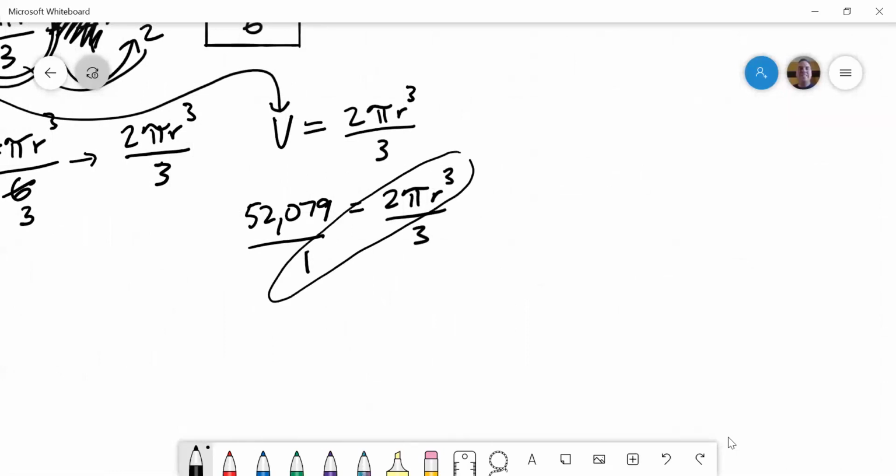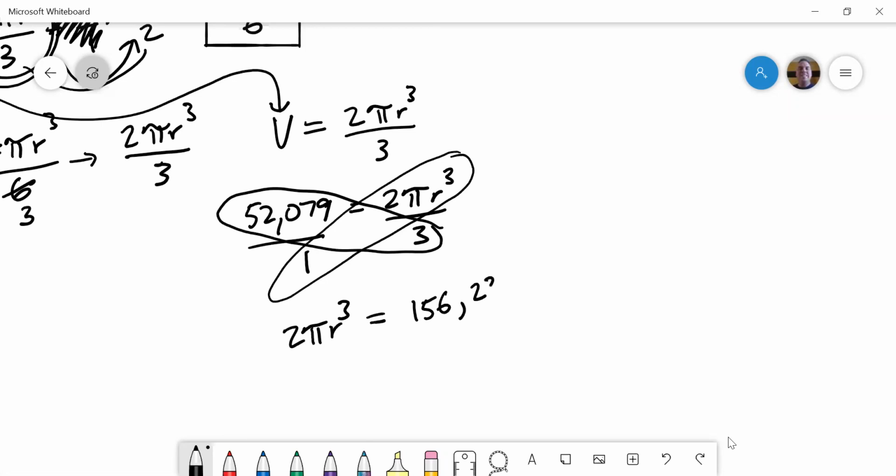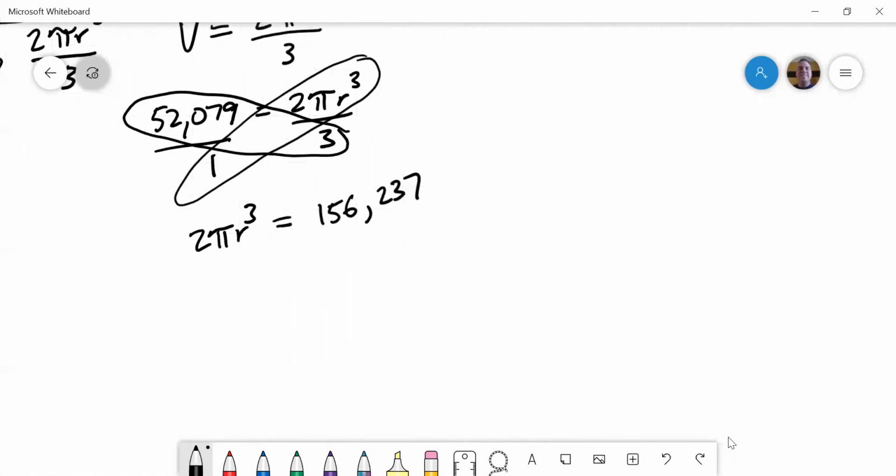So 2 pi r cubed times 1 is simply 2 pi r cubed. And then 52,079 times 3. Why don't you guys punch that in? 52,079 times 3. And these equal each other, right? You guys should be getting 156,237.